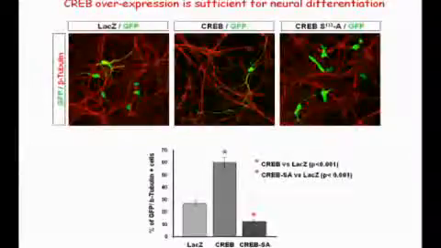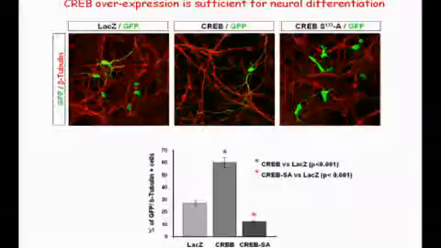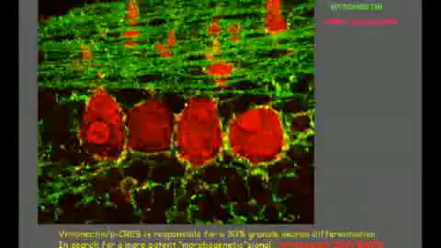This is just a confirmation that with a dominant negative form of CREB, the anti-proliferative function of CREB was reversed, and we even had a stimulation of proliferation.